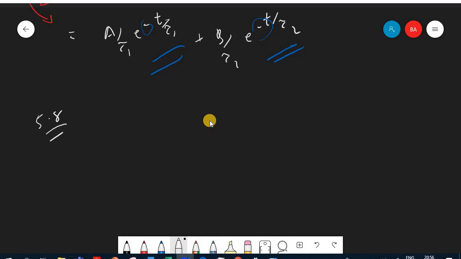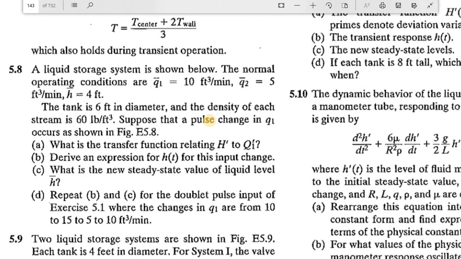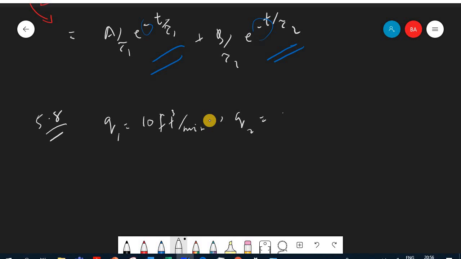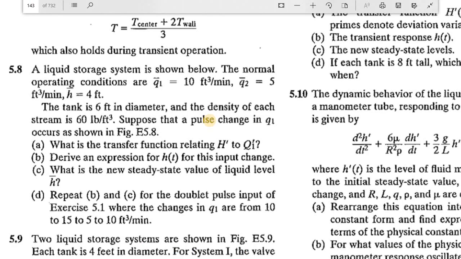So I'm going to write these. Q1 is equal to 10 feet cube per minute, and Q2 is equal to 5 feet cube per minute, and then we have H steady state is equal to 4 feet. And this is of course the initial steady state values for all of them. I usually write steady state. This is the way I got used to it, but there are many books which write it as bars.